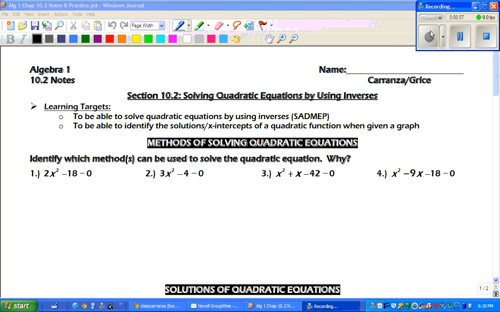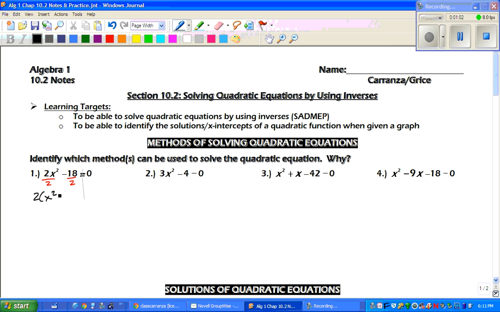Okay, now this is review from our notes from yesterday. So let's take a look at the first equation. It says 2x squared minus 18 equals 0. Now the first thing we always want to do is check to see if we can take out a GCF. Okay, so we can actually take out a 2. And when we take out a 2, we're left with x squared minus 9 equals 0.